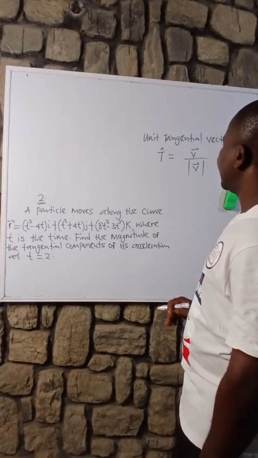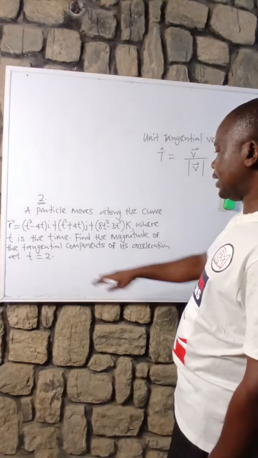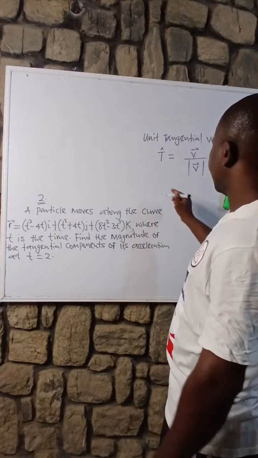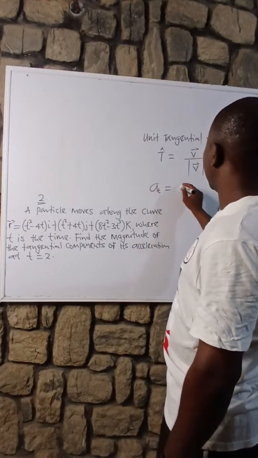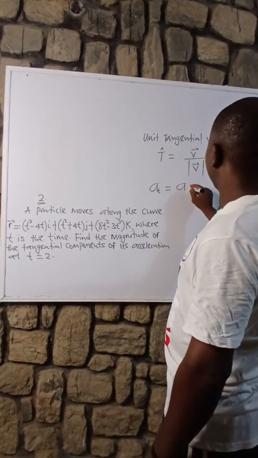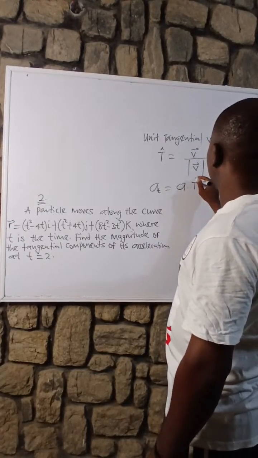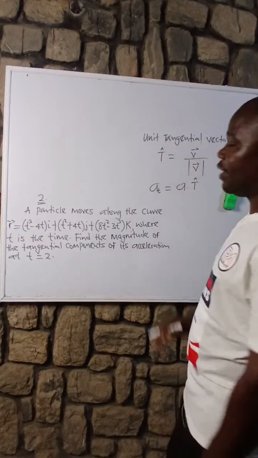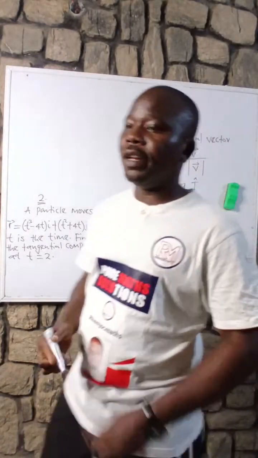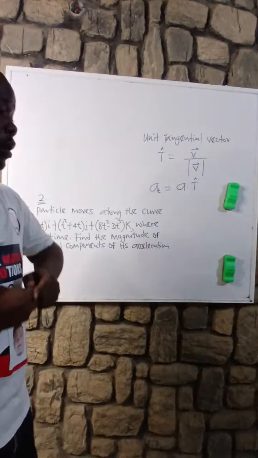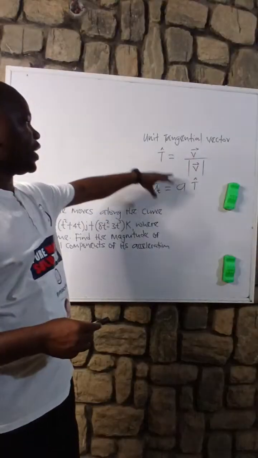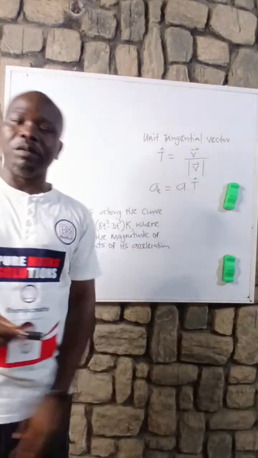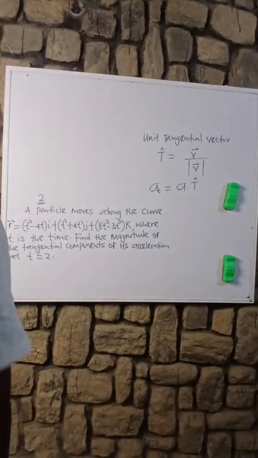Is that clear? Then they said the tangential component of its acceleration, that is our a subscript t, will now be a dot the unit tangential vector. Are you following? So this is what we are supposed to consider. But before we consider this, we need to do some differentiation. Hope you are following.